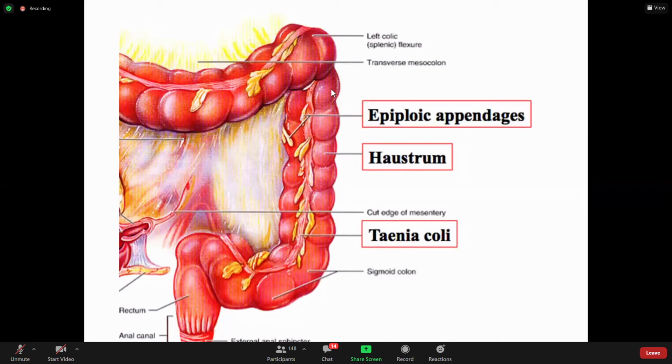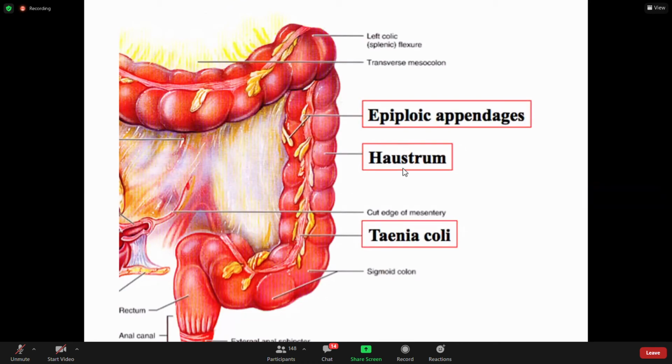ठीक है, ये हॉस्ट्रेशन क्यों बनते हैं, इनका भी इसी टीनिया कोलाई से लेना देना है, क्योंकि द लेंथ ऑफ द टीनिया कोलाई, अगर मैं लार्ज इंटेस्टाइन की बात करता हूँ 1.5 मीटर है, तो द लेंथ ऑफ द टीनिया कोलाई इज नॉट 1.5 मीटर, राइट? तो उसकी वजह से थोड़ी थोड़ी दूर में ये कंस्ट्रिक्शन डेवलप हो जाते हैं, और ये जो सैक्यूलेशन है फंक्शनली लार्ज इंटेस्टाइन के फंक्शन में भी हेल्प करते हैं.